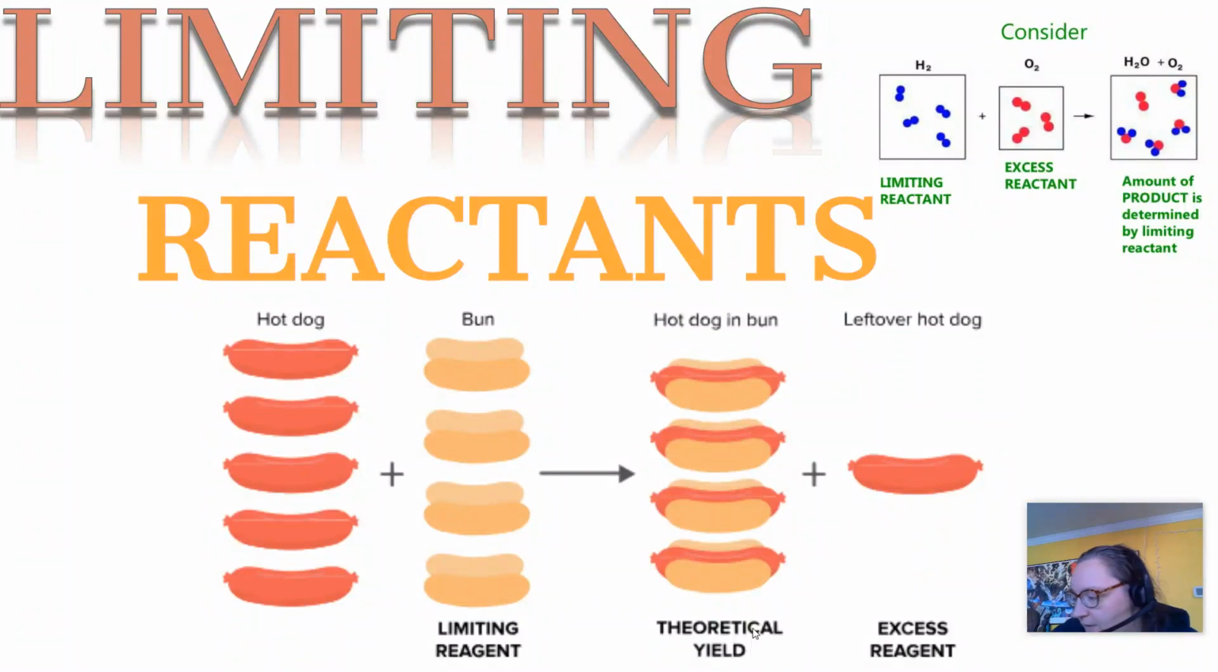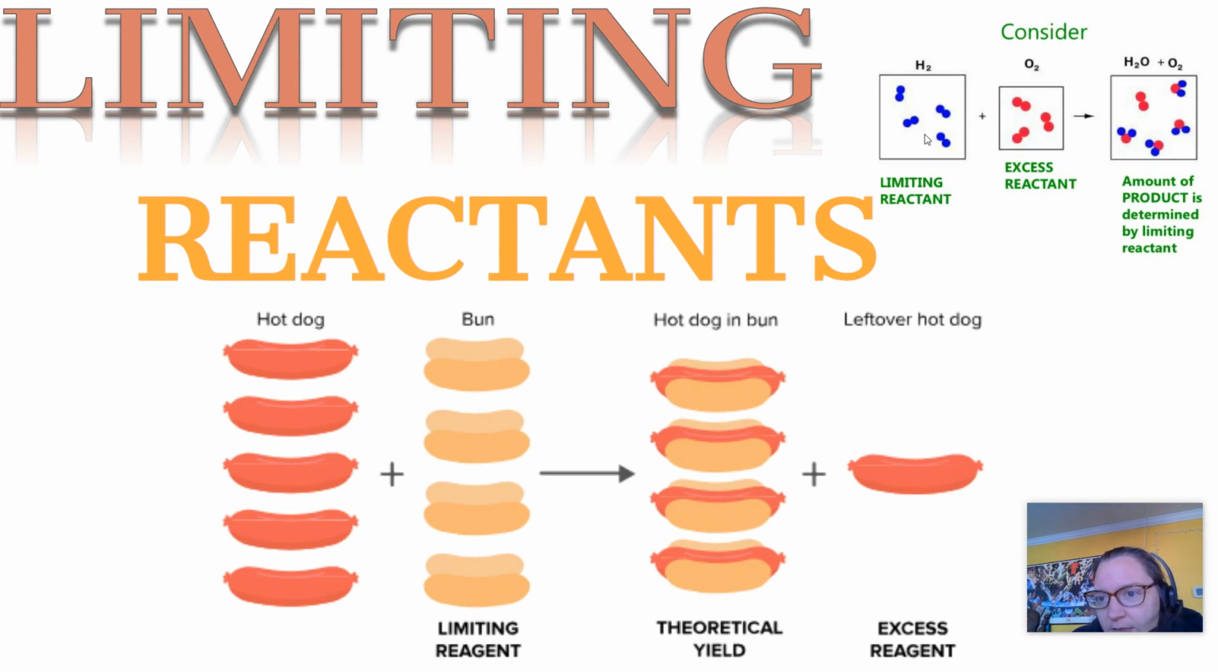Hello folks, this is a video on limiting reagents, and this is really just stoichiometry with a purpose. So you can see a couple examples here. We've got hot dogs, we've got buns. We don't have as many buns as we have hot dogs, so our buns are our limiting reactant and our hot dogs are our excess reactant.